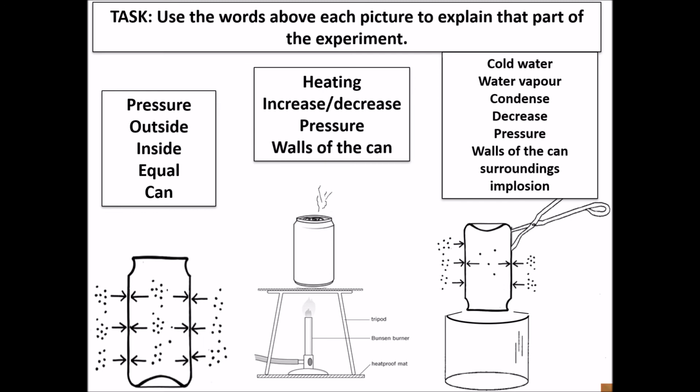Pause the video now and do this task. Use the words above each picture to explain that part of the experiment. So you're using keywords for the first diagram, keywords such as pressure, outside, inside, equal, and can. For the second diagram, the keywords you'll be using: heating, increase/decrease, pressure, walls of the can. And for the third diagram, the keywords you need to be using are cold water, water vapor, condense, decrease, pressure, walls of the can, surroundings, and implosion.